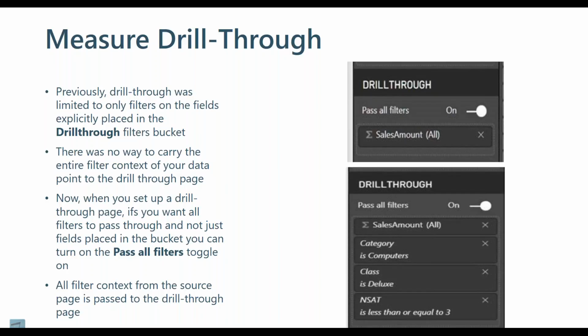if you enable that toggle, it is actually going to pass all of the filtered criteria from your source to your target. So all of the slicers that we don't have in the drill through pane in our target report, those are going to be passed over. So we're going to see an example of that.